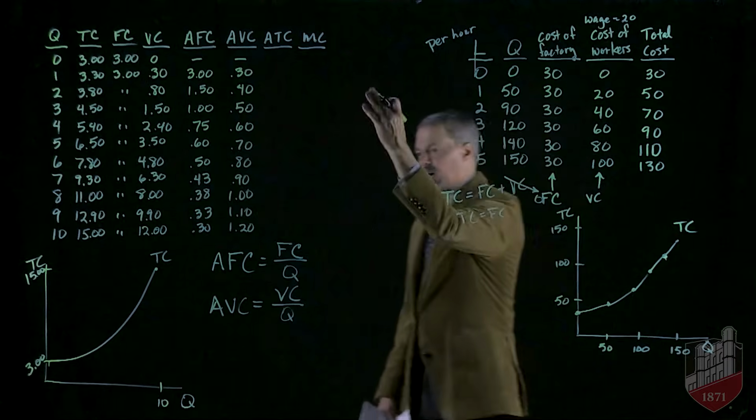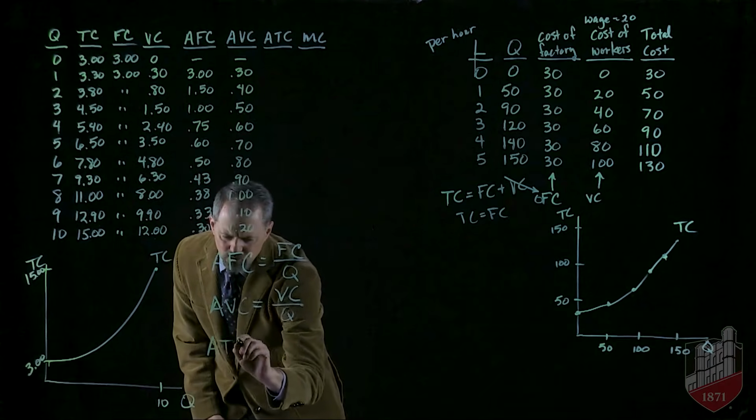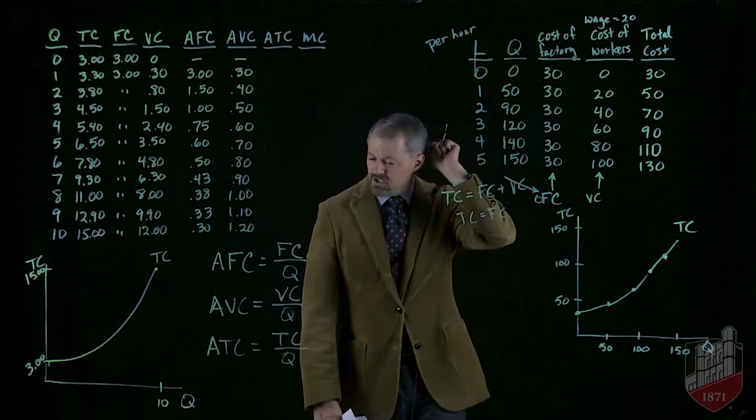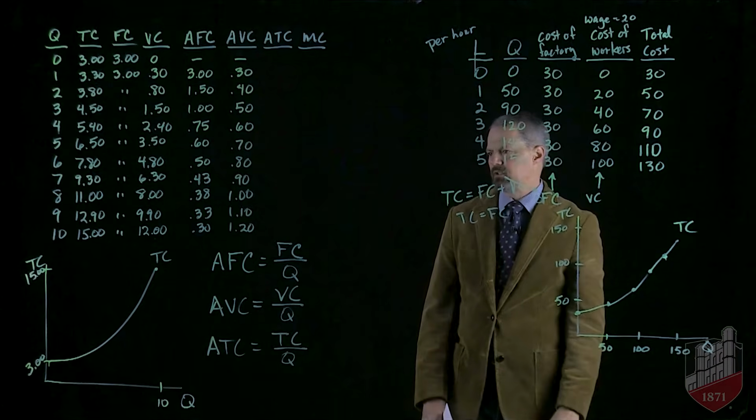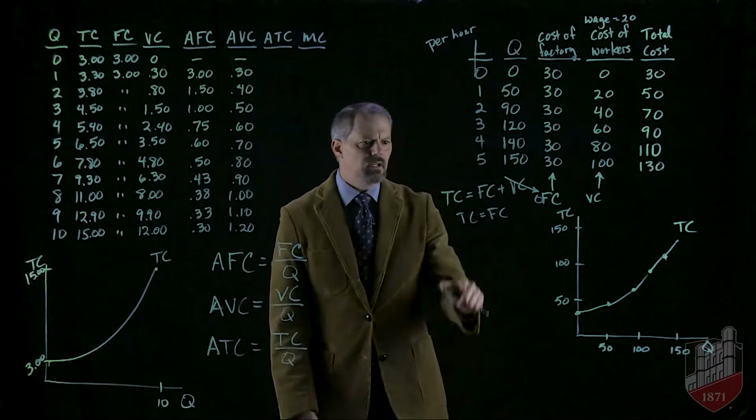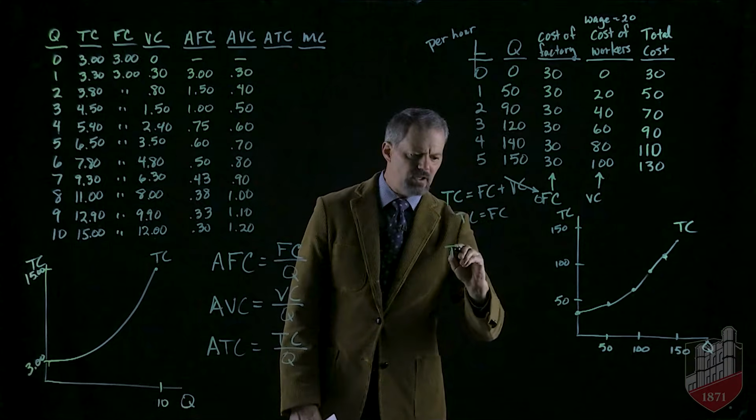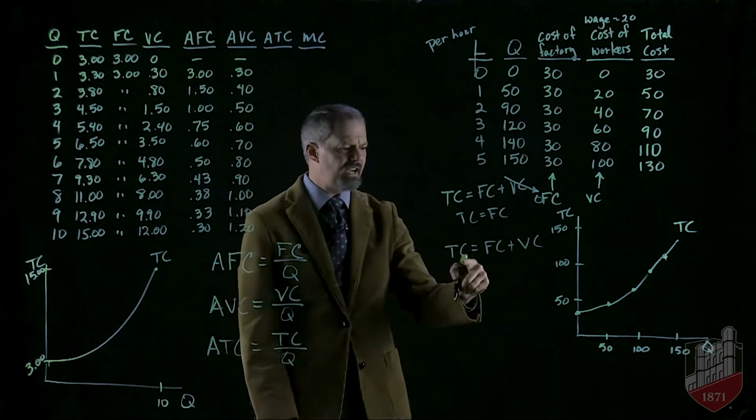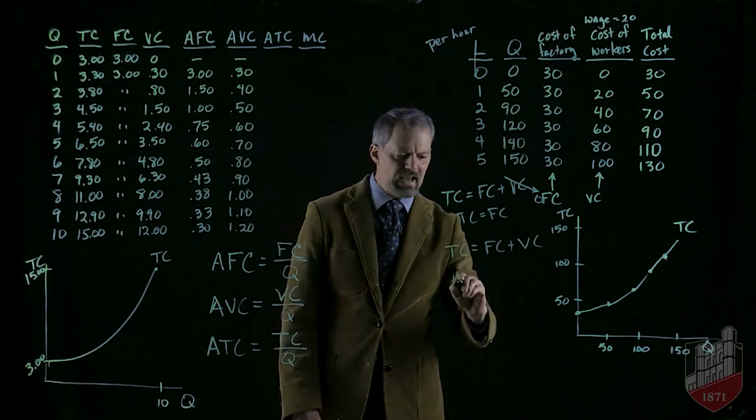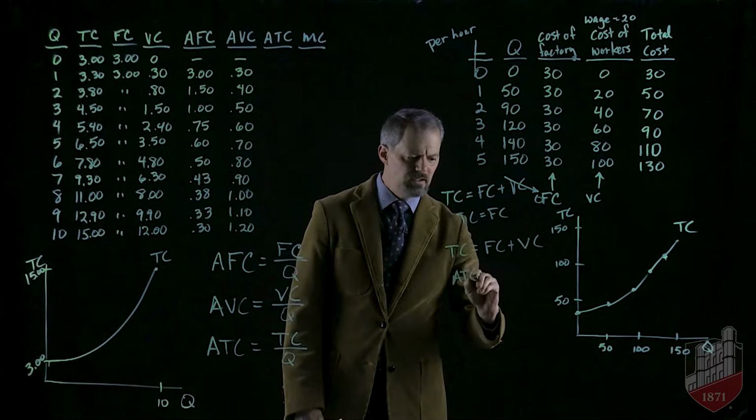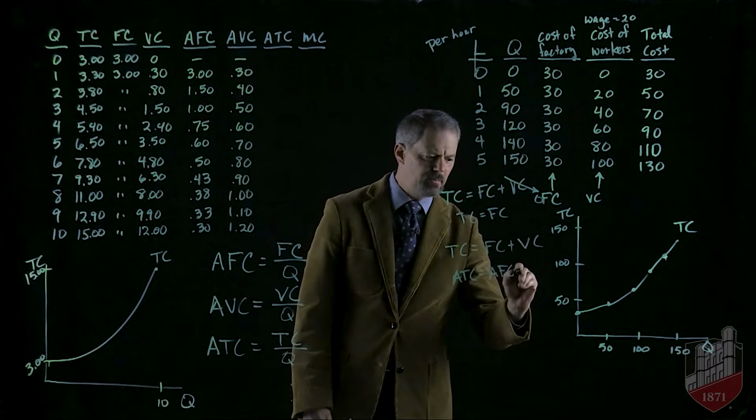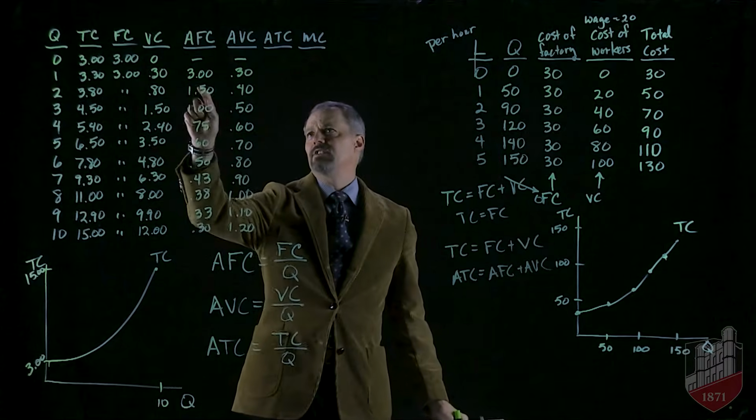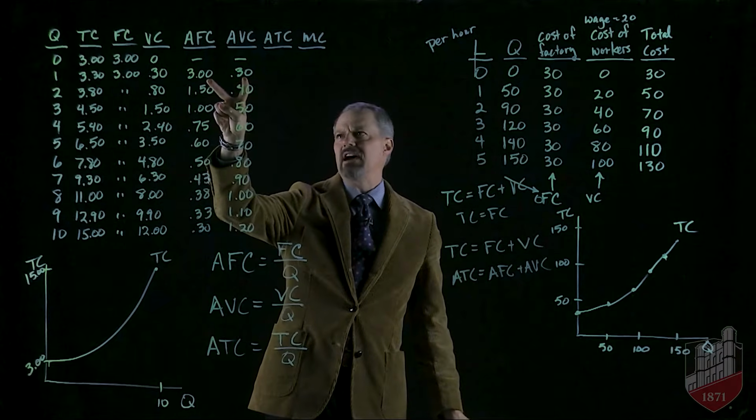And then let's do our average total cost. So average total cost is just equal to total cost divided by Q. There's actually another way you can figure out average total cost. Let's rewrite this. Total cost is equal to fixed cost plus variable cost. Well, if you just divide everything by Q, you get average total cost is equal to average fixed cost plus average variable cost. So we could take our average fixed cost and add to it our average variable cost.